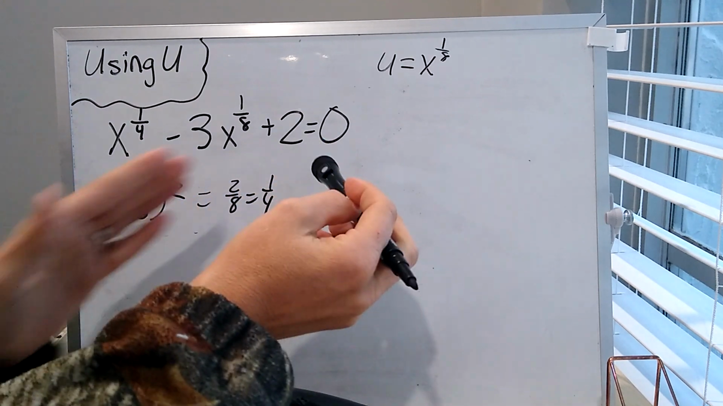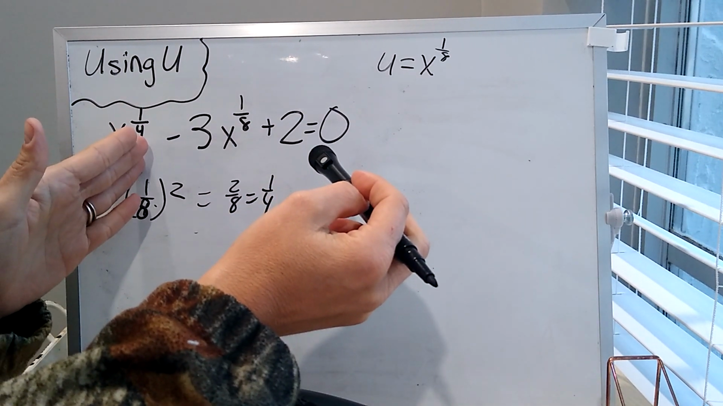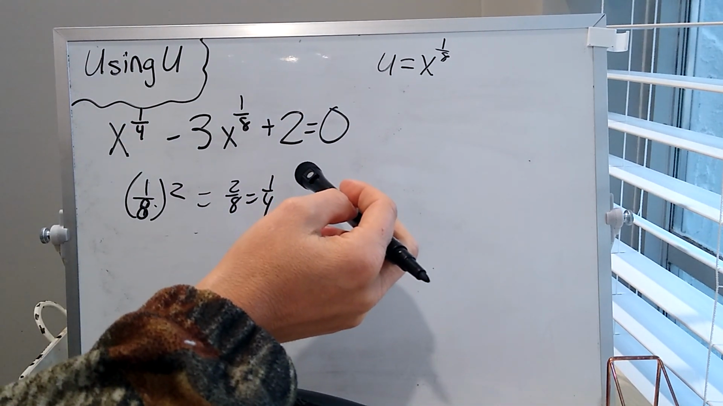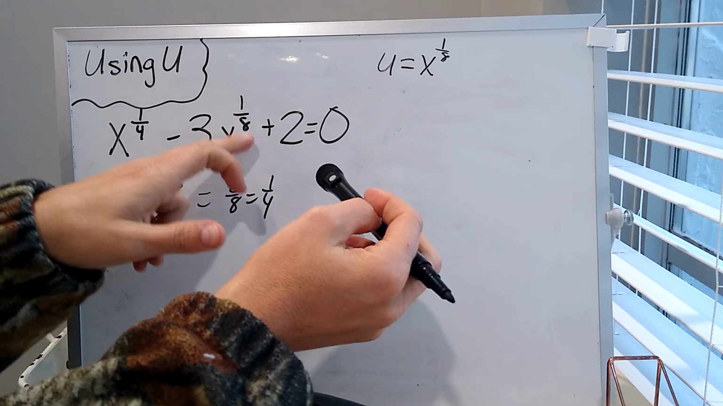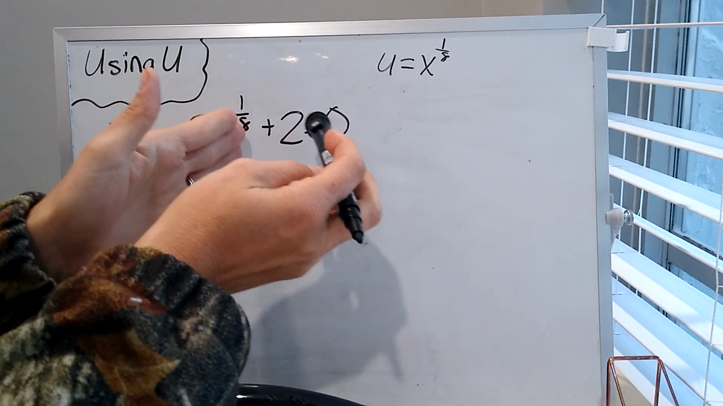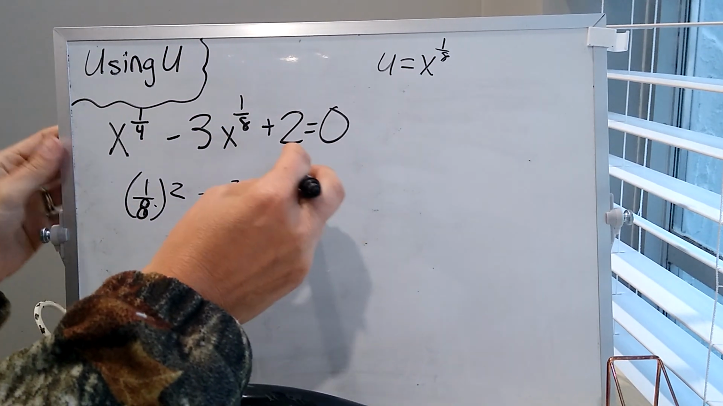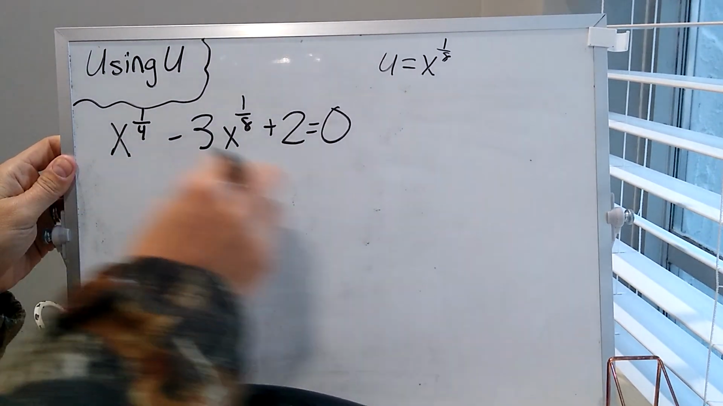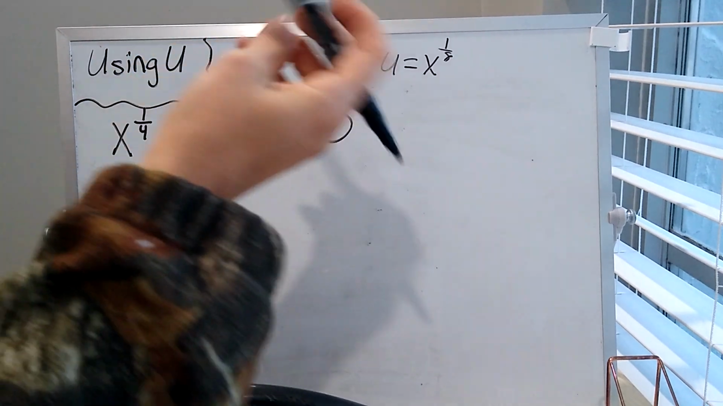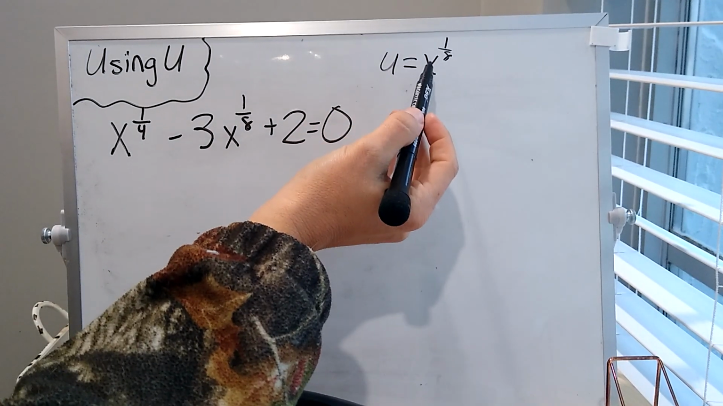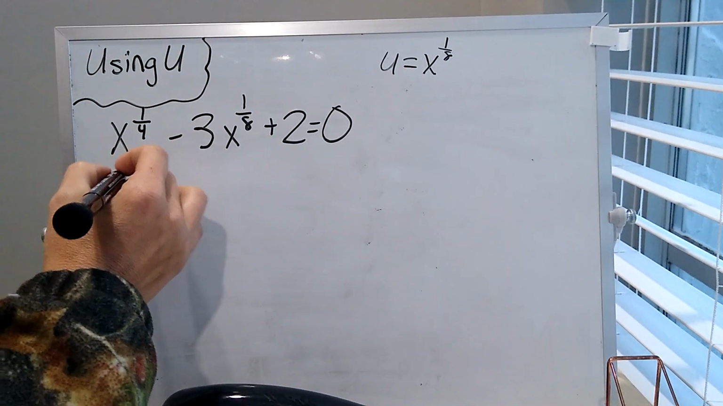So if you have the first exponent and the second exponent, and you multiply that second term's exponent by 2, and it equals the first term's exponent, you're most likely going to use u. So I already set u to equal x to the 1/8. So this is what I'm going to do.